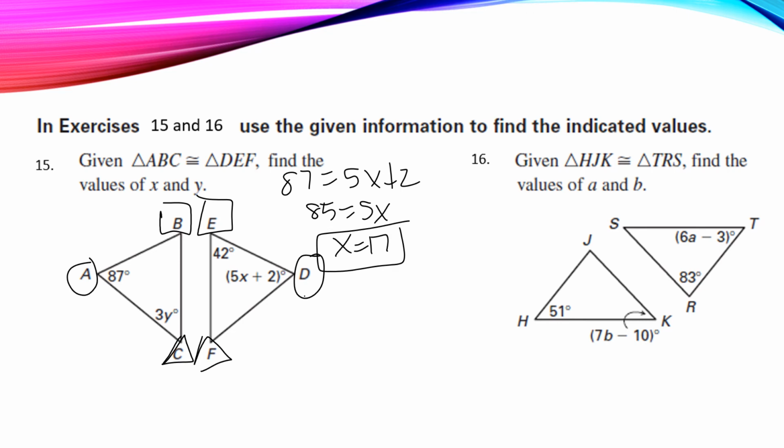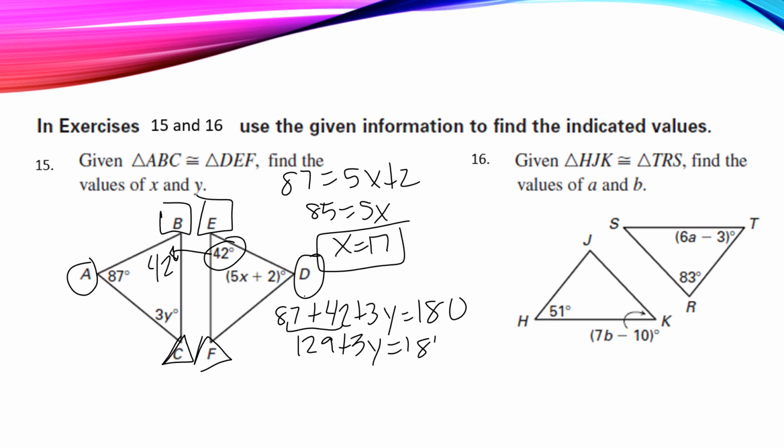Now, if I know that that's 17 and I know that B and E are the same, we can make 42 my B as well because these two are congruent. So to find y, I can just add 87 plus 42 plus 3y and set it equal to 180 to get y by itself. So if we combine these two, I'd have 129 plus 3y equals 180. Subtract the 129, you get 3y equals 51, and then divide by 3 on both sides, so you get 17.